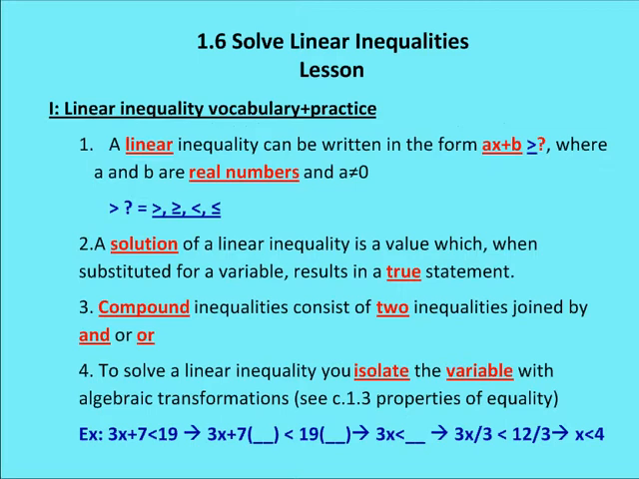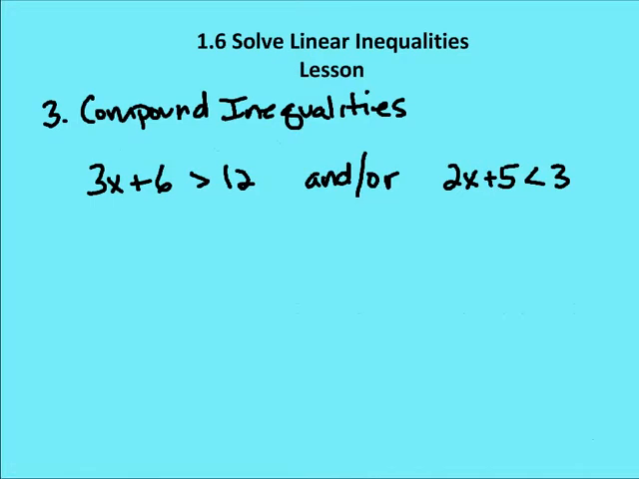Compound inequalities consist of two inequalities joined by and or or. So what might that look like? Compound inequality: I take my prior linear inequality, 3x plus 6 is greater than 12, and I add another one to it. I can say that inequality is true and 2x plus 5 is less than 3 is true, and then solve for x. Or I can say 3x plus 6 is greater than 12, or 2x plus 5 is less than 3. Those two words are very important for the solution, and we'll talk about what that might look like right now.